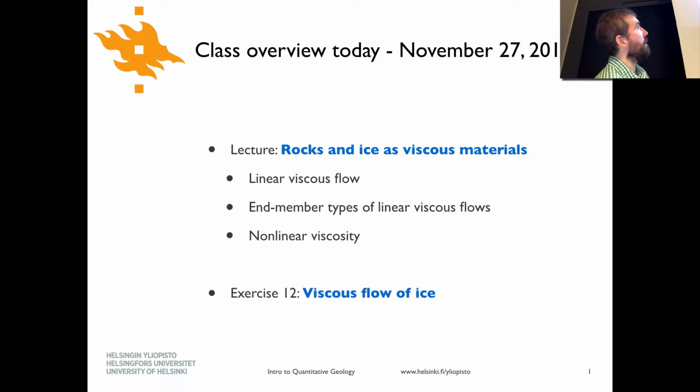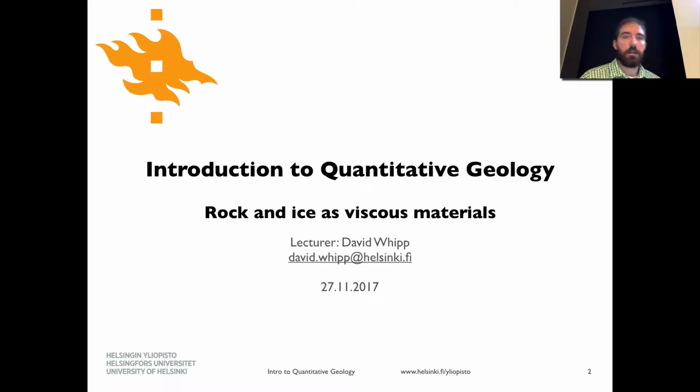But as is the case for the past several weeks, we're going to start with a little lecture about ice and rock as viscous materials and learn a little bit about how to model flow of materials that behave in a viscous manner. And after the lecture part, we'll take a look at exercise number 12, which is going to focus on flow of ice, so looking at how glaciers behave, and then you'll be free to start working on things.